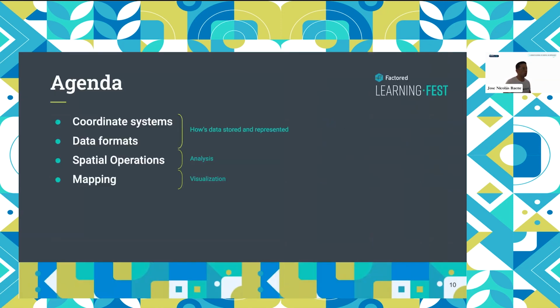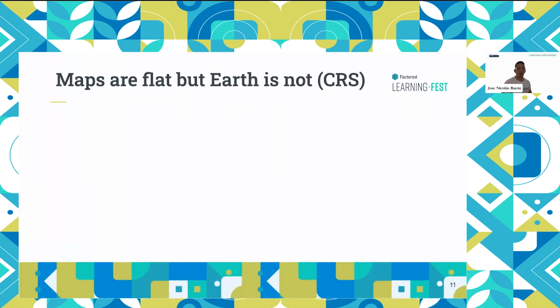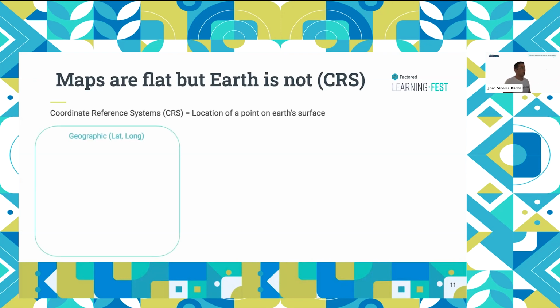So now we're going to move on to how data is stored and represented. And we're going to start speaking about how maps are flat, but the Earth is not. And that poses a challenge for us because we're trying to represent something that is 3D on a 2D plane. And that comes with some considerations that you have to have when you're working with data. So for that, we have the coordinate reference systems, which essentially help you define the location of the points on the surface of the Earth. We have two types of coordinate reference systems.